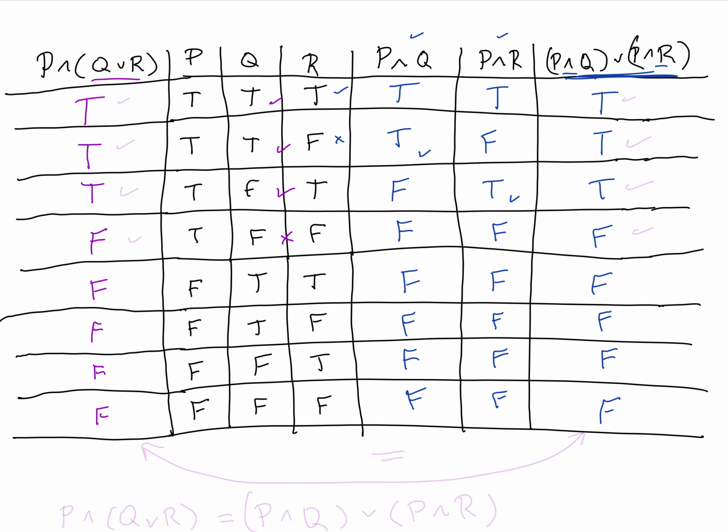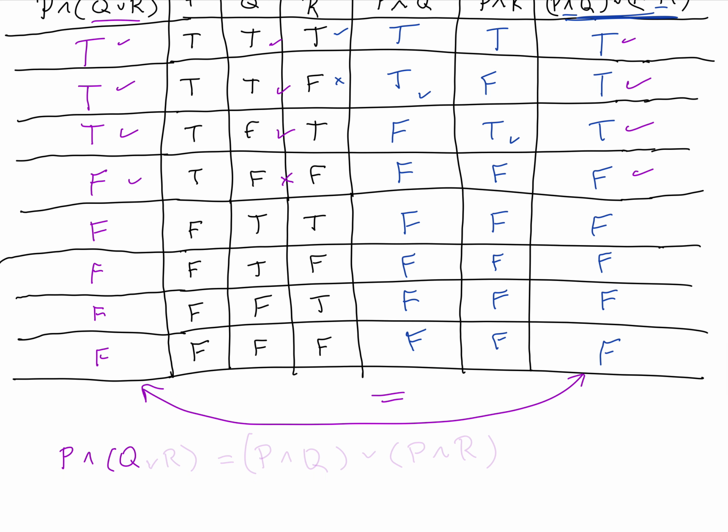So now we can compare these and see if they're logically equivalent. So we've got true, true, true, true, true, true, and then false all the rest of the way down. So yes, these are logically equivalent. And we've shown that P and (Q or R) is logically equivalent to (P and Q) or (P and R).